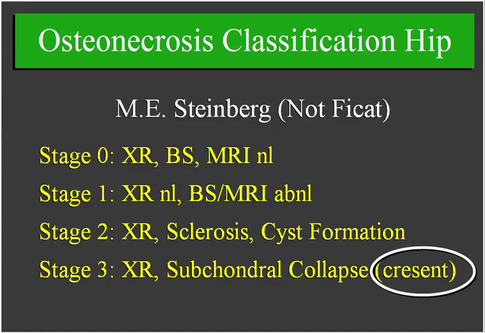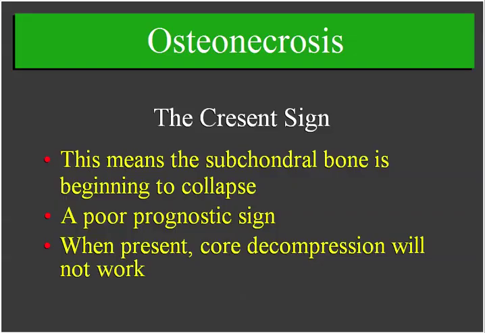The subchondral bone is resorbed away from that cortical rim, and you have a potential area for collapse. So the bone underneath is necrotic and is collapsing underneath the cartilage. It is a poor prognostic sign. When present, a core decompression won't work because you've already had the collapse.